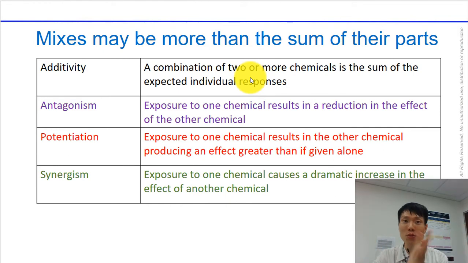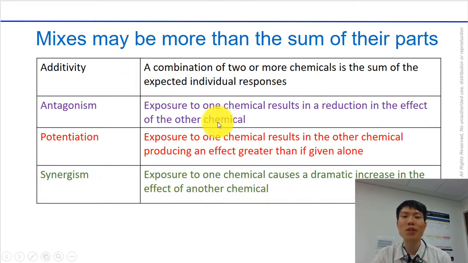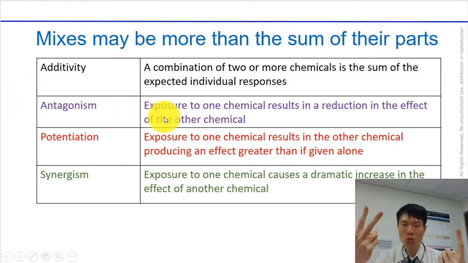4 + 4 give you 8. And 3 + 2, 5. Chopsticks. Now, antagonism means you expose one chemical that will cause the other one to deflate. So it's like saying that the 2 effects, right, they cancel each other. Okay? So potentially I'm talking about 1 plus 2 give you 1, right? Suppose you get a 3 but then now become 1.